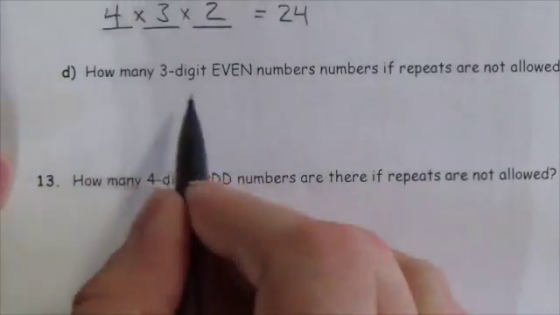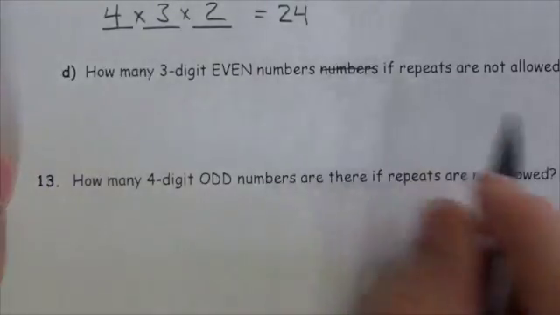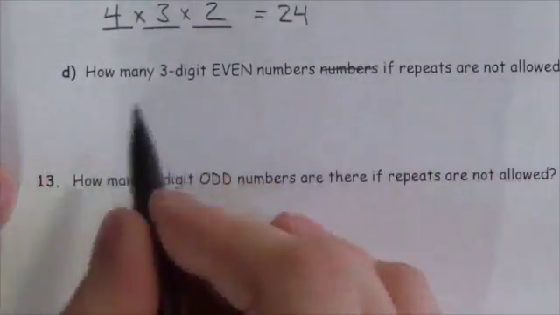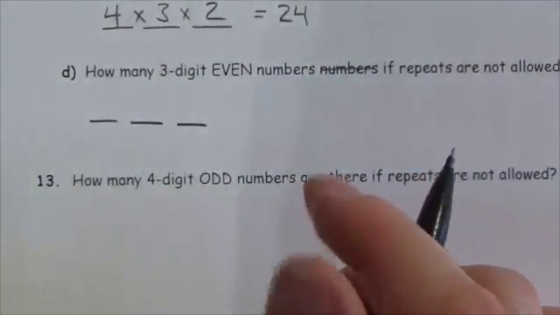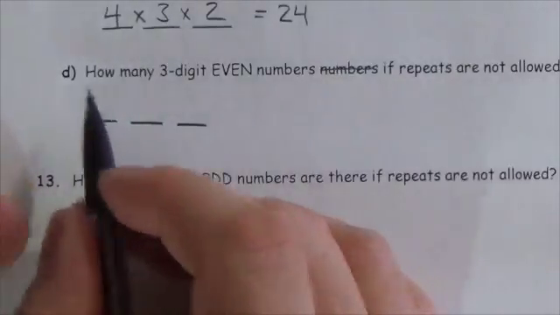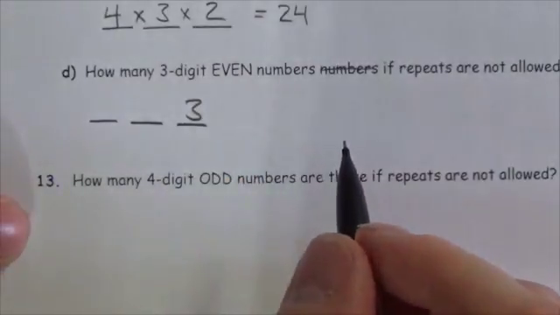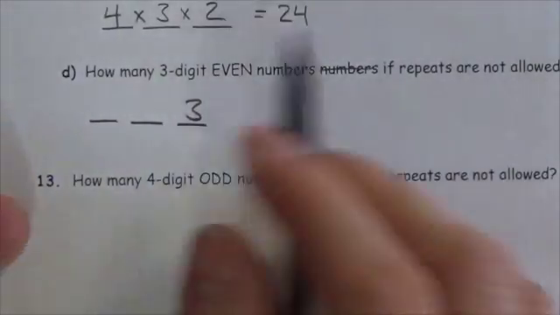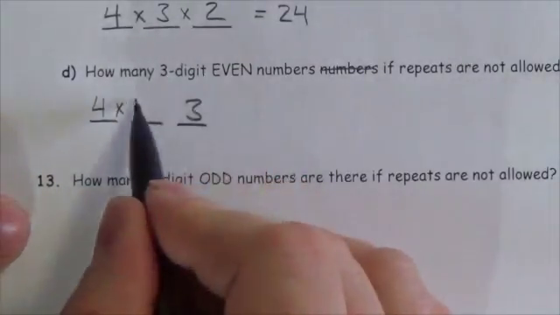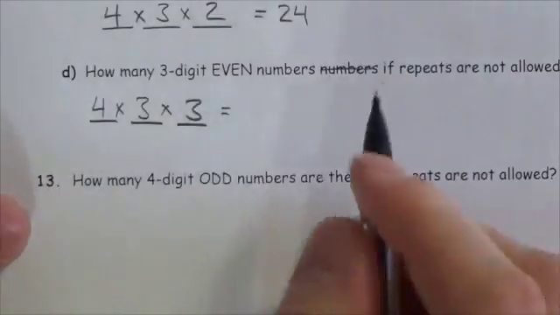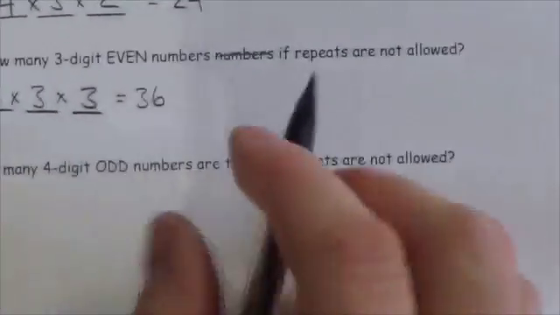This time, how many three-digit even numbers, if repeats, again, are not allowed? Now, there's 2 ways we could do this. But for right now, we'll do it exactly the way we did it before. How many digits have we got here that could be even? Well, there are 3 digits, the 2, the 6, or the 8. Any of those could be used to finish an even number. That leaves us with 4 to start with, and then 3 in the middle here. Now that's going to be 36 different numbers when I multiply that together. That's one way of doing this.